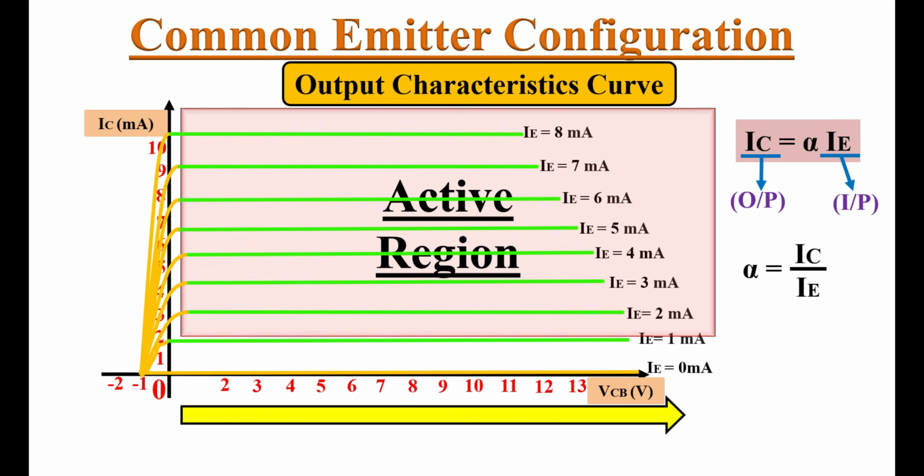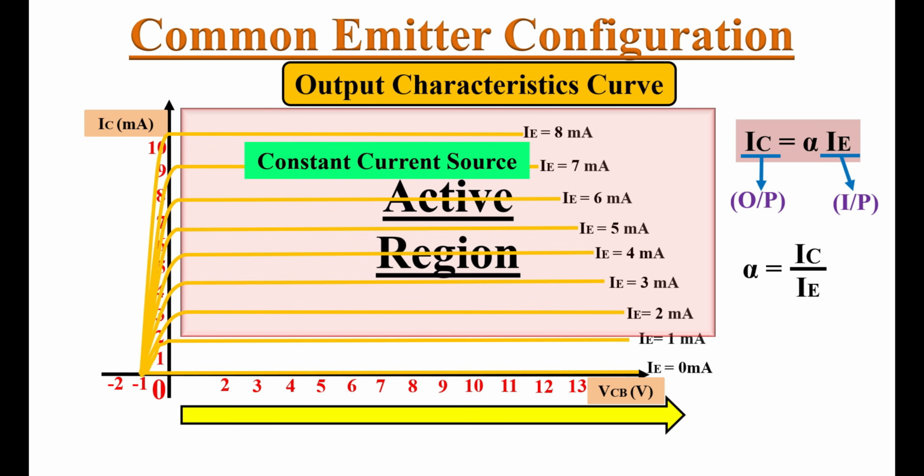So we can say that in the active region of operation, the collector current acts like a constant current source, and for a fixed value of emitter current it is almost independent of the collector to base voltage. Due to this behavior, this region is used for amplification, because in this region the collector current only changes with the change in the input current.